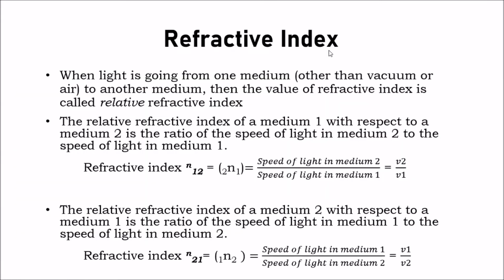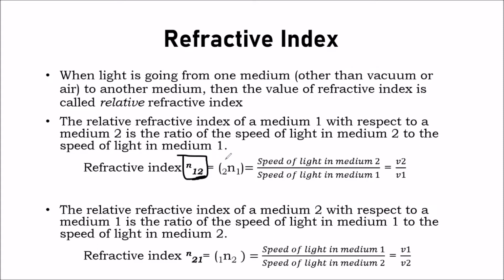Going ahead, further important points: when the light is going from one medium to another and the other medium is not air or vacuum, then we call it a relative refractive index. In that case, we write it like N12, and in several books you will also find it written as N21. These are all ways of representing refractive index, but we'll not get confused and we'll follow the textbook pattern. This is the refractive index of medium 1 with respect to medium 2, which means light is coming from medium 2 and going into medium 1.